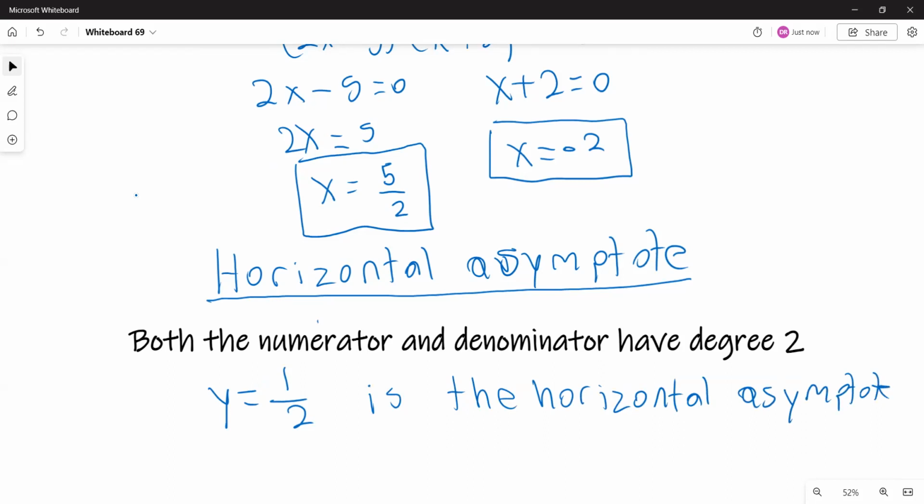And these two equations, x equals 5/2 and x equals negative 2, are the vertical asymptotes. I'm going to keep them like that because they are equations of vertical lines. The solutions of the equation are -2 and 5/2, but x equals -2 and x equals 5/2 are equations of vertical lines. And the last one is number 46.